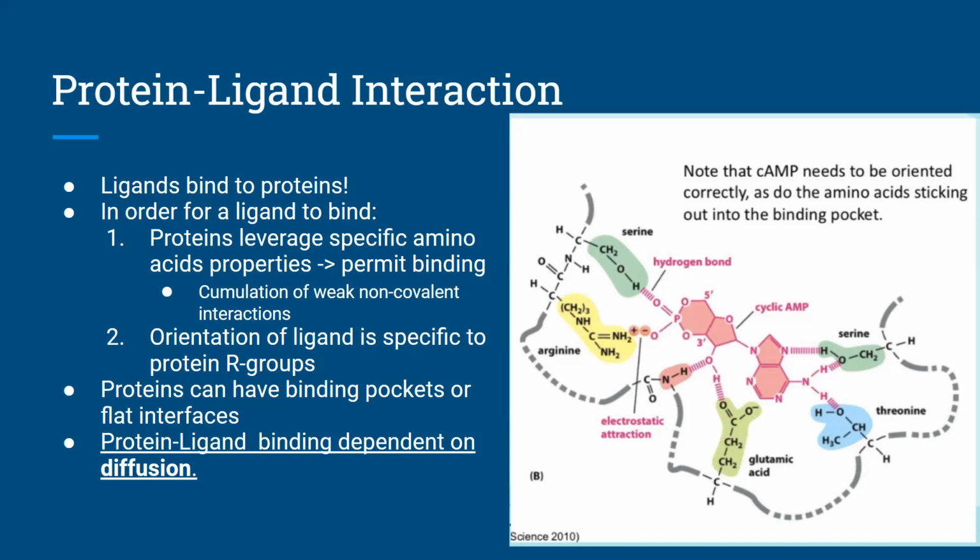And as shown in the picture, it doesn't have to be this perfect pocket. It could just be a flat surface on a protein, and a ligand coming to bind on top of it.